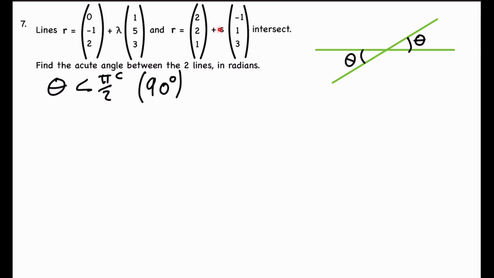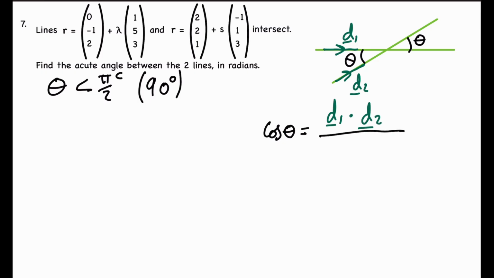But here we're working with lines. But remember, a vector that goes along the line is just the direction vector they give us in the equation. So we can just use the direction vectors as the vectors for our dot product equation. So we can call these d1 and d2. So if we make a new formula, this would be cos theta is equal to the dot product d1 dot d2, all over the magnitude of d1 multiplied by the magnitude of d2.